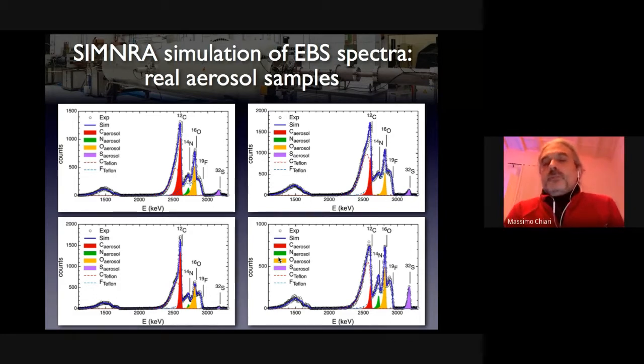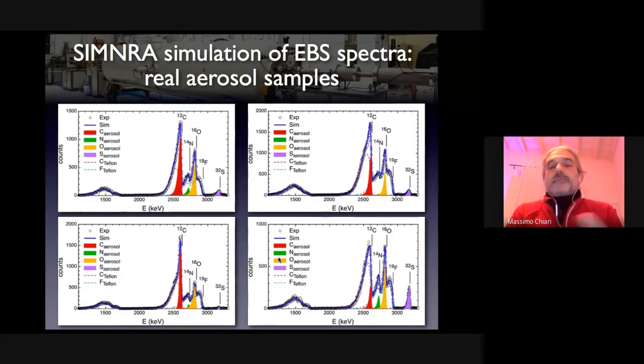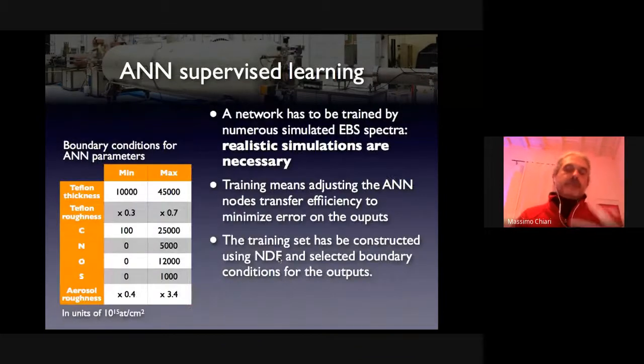The problem is that such simulations are time consuming. They're not trivial. So one idea that we had, I'm just making a detail on this because I know that in your group, Thiago is also working on the use of machine learning or artificial neural networks to analyze IBA data. If you look at these spectra, they look the same, but there are no very strong changes of features, so the idea was to use an artificial neural network to analyze the spectra. This is just a boundary condition for the training set.